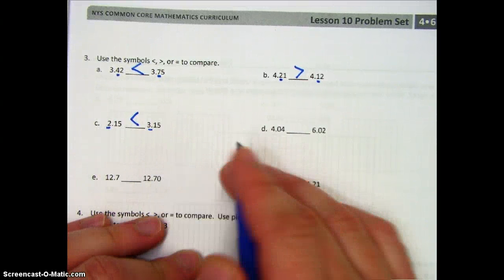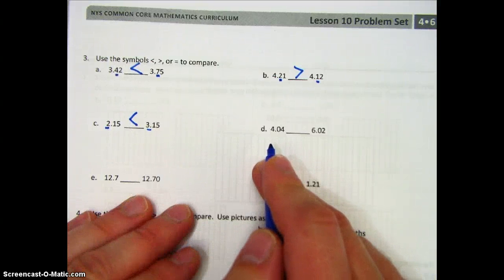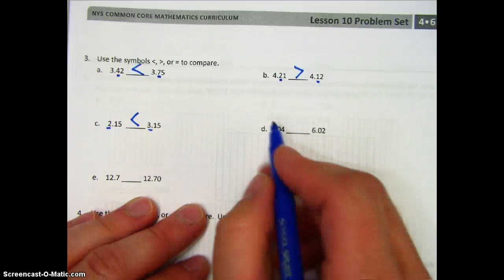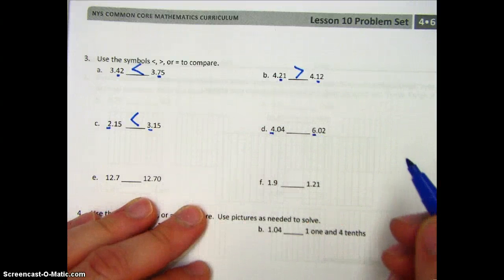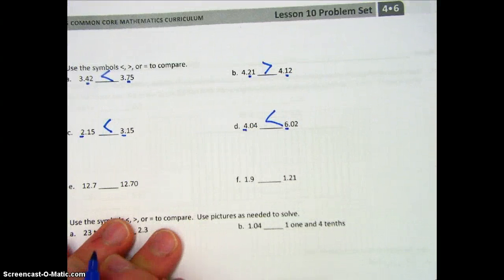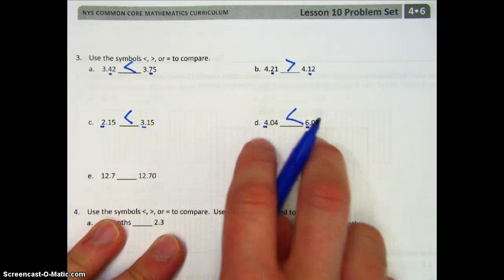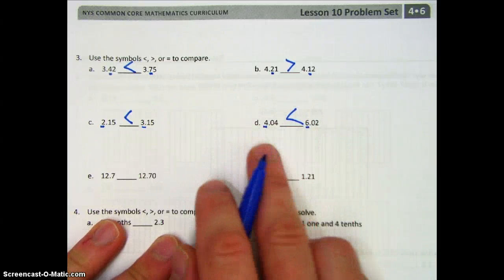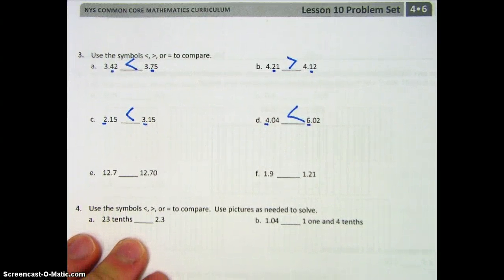So now moving over here to letter D, again, the same thing. You start with your largest place. 4 and 6 are in the ones place, and 4 is less than 6. So again, just like letter C, it doesn't really matter what's after that decimal point when we're comparing the numbers because we can see in our ones place there's a difference. Okay, moving on to letter E.